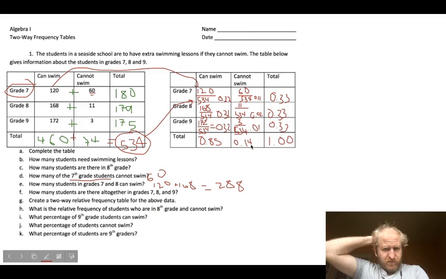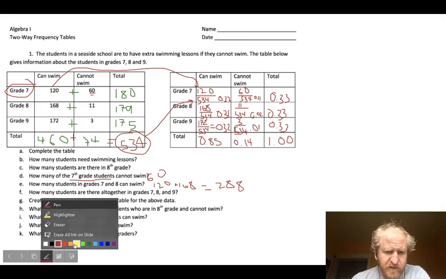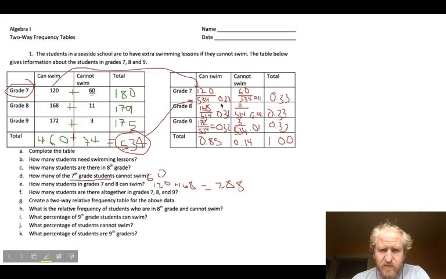Now look at these relative frequencies. These point numbers are actually percentages. So 22%. Remember you move the decimal over twice? This is 22%. So now we can start looking at some of the stuff. What is the relative frequency of the students who are in 8th grade and cannot swim? 8th grade, cannot swim. 2% of the population is an 8th grader who cannot swim.